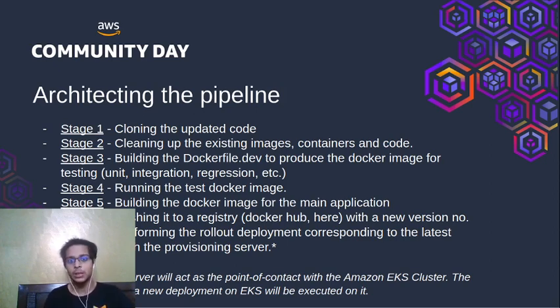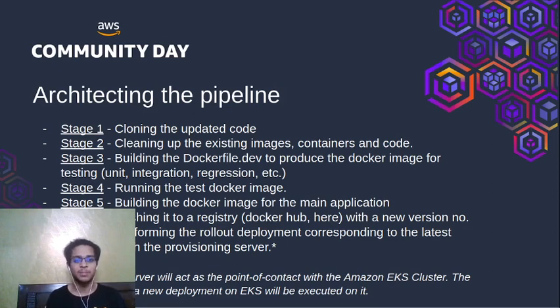So basically, the code base which I'm going to be showing you actually consists of 2 Dockerfiles. One Dockerfile is for building the main application's Docker image. The second Dockerfile is called dockerfile.dev, which when run will produce an image, and that image can be used for testing.